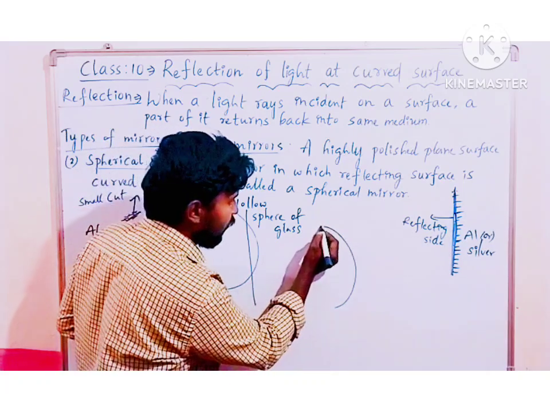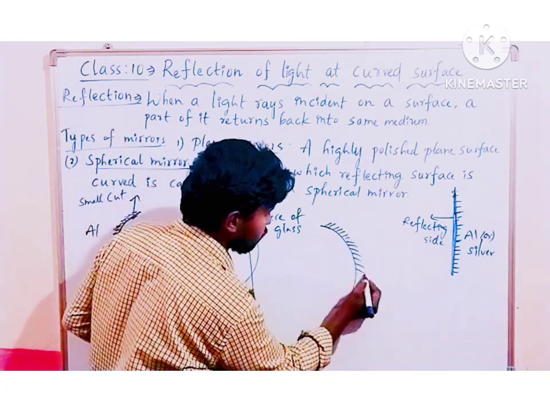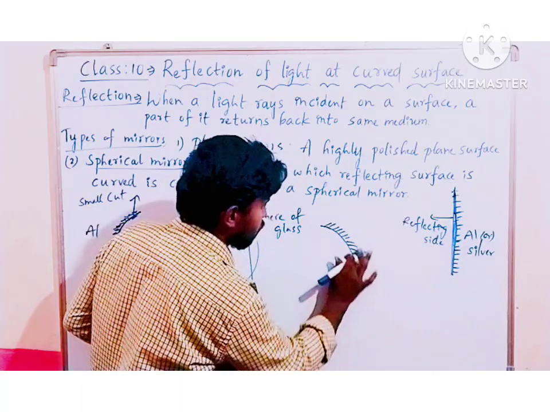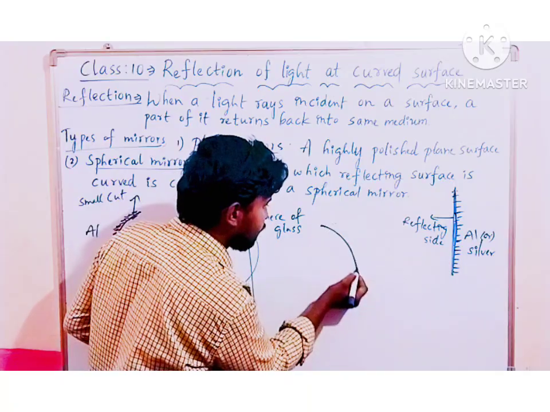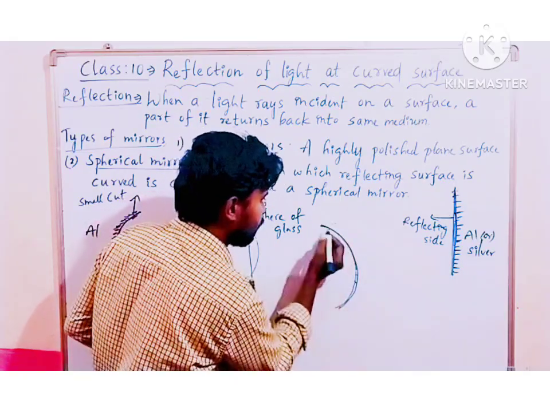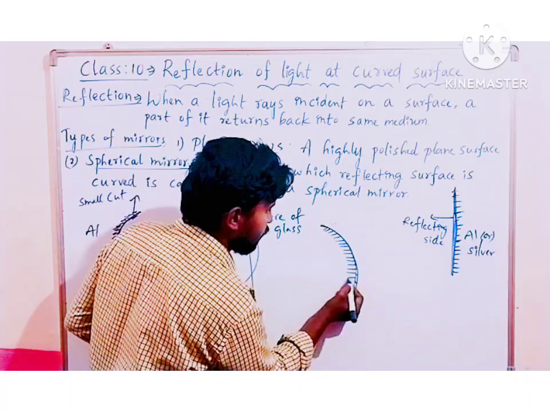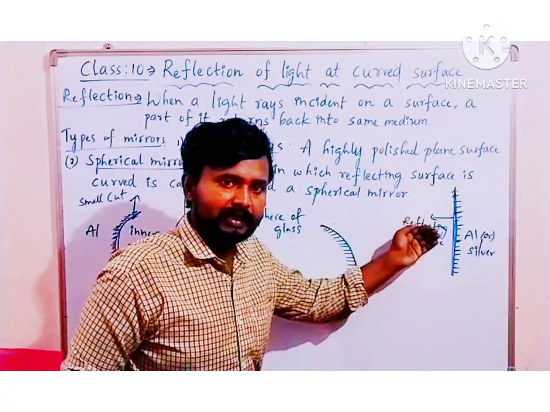In the same way, when we coat outside, here is the hollow sphere. This is the inner side. This is the outer side. When we coat inside, the outside surface will act as a reflecting surface.